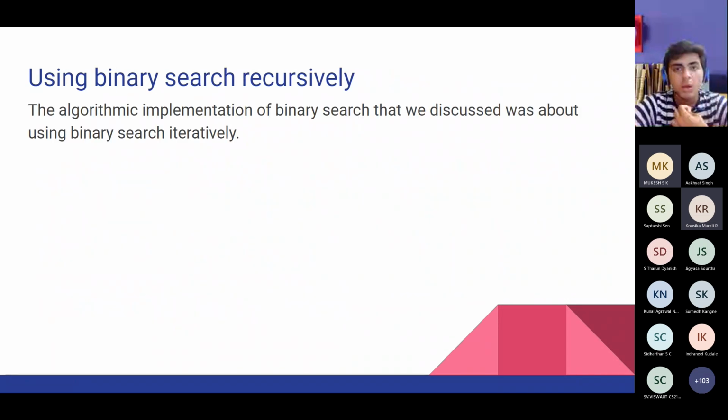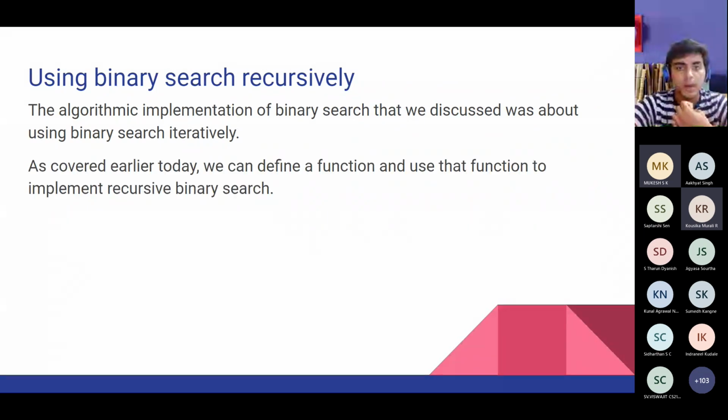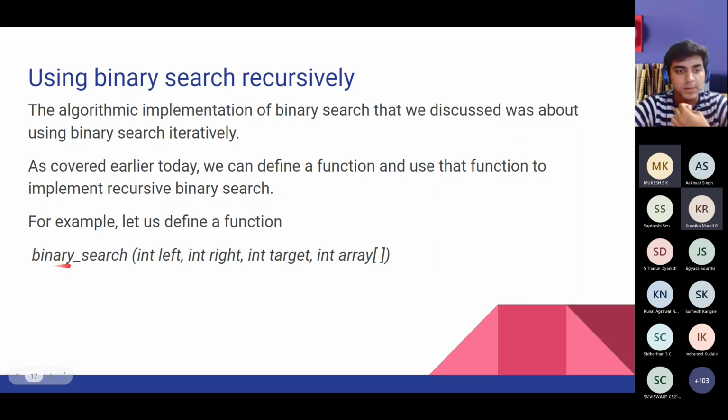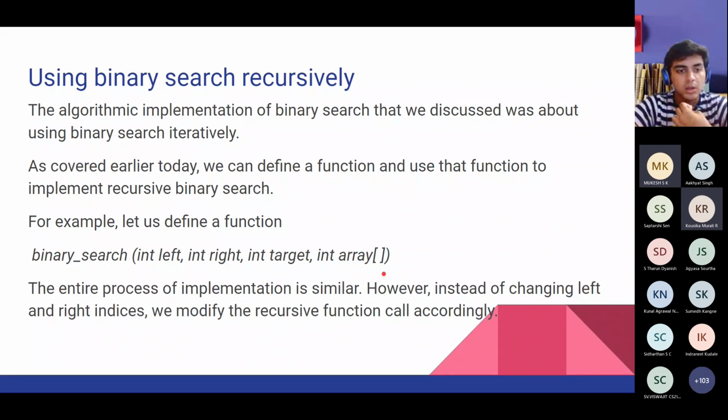And as discussed earlier, we can use binary search recursively, like Tharun covered recursion today, and we can use binary search in a similar manner. We can define a function and use that function to implement recursive binary search. For example, let's define a function binary search with int left, int right, which are the two extreme pointers, int target value, that's the input, and int array, which is in a sorted manner. So the entire process of implementing binary search is similar.